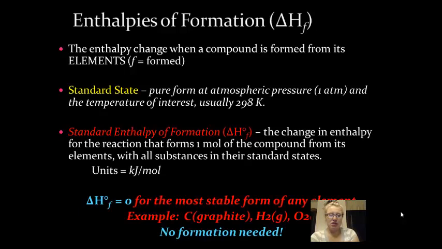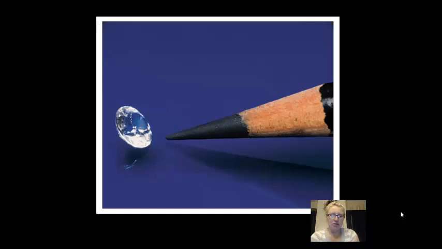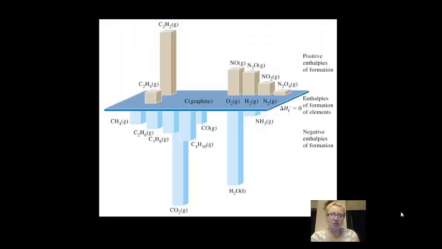Now, delta H of formation will always equal 0 for the most stable form of any element because it doesn't need to be formed. It's already made. For example, carbon as graphite, or hydrogen gas, or oxygen gas. There's no formation needed, so the delta H is always 0 because those elements exist in that state all the time. So here's an example of a chart that gives delta H of formation. You also have one in your data booklet. Now, the delta H of formation of diamond is going to be different than that of graphite because they are different substances.